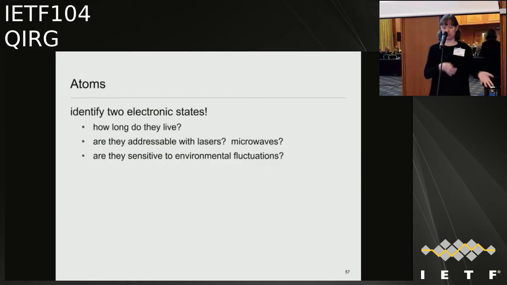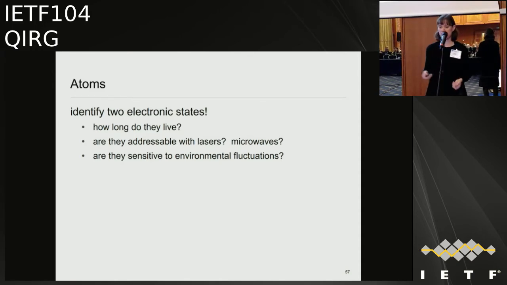And then just a glimpse at this idea about atoms. You have a whole periodic table to choose from, and you want to think about two electronic states that would be well suited for a qubit. So you want to think about what the lifetimes are of these states. You certainly would want both of the states to be relatively stable.